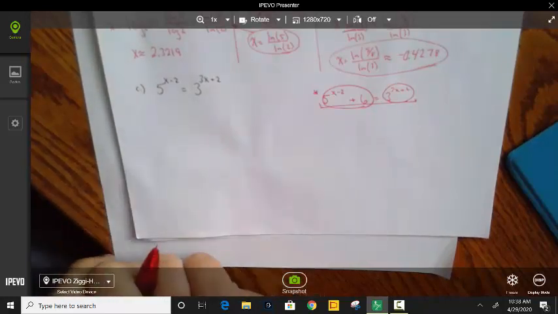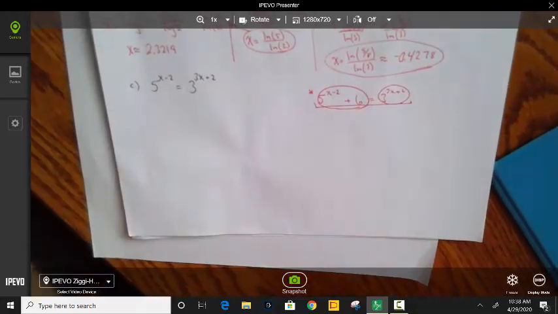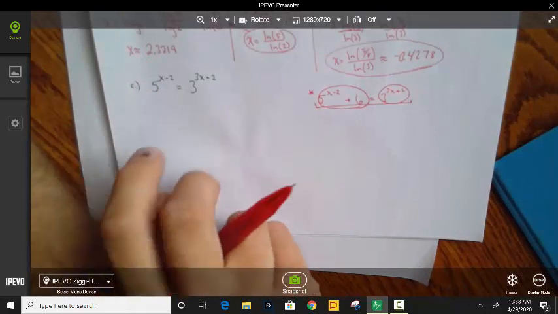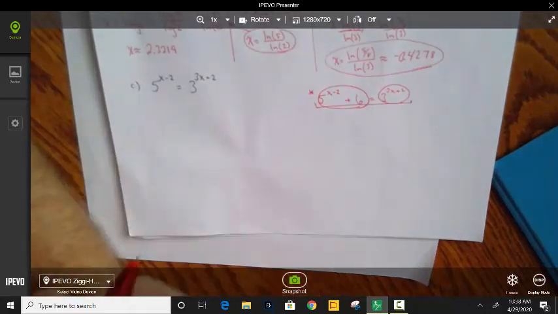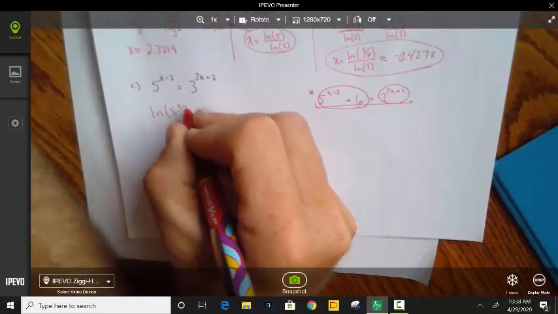But for what we're doing in this class, guys, we're not going to get into that. 5 to the x minus 2 equals 3 to the 3x plus 2. Both exponentials, both isolated. So what we're going to do on this is we're going to take the natural log of both sides.